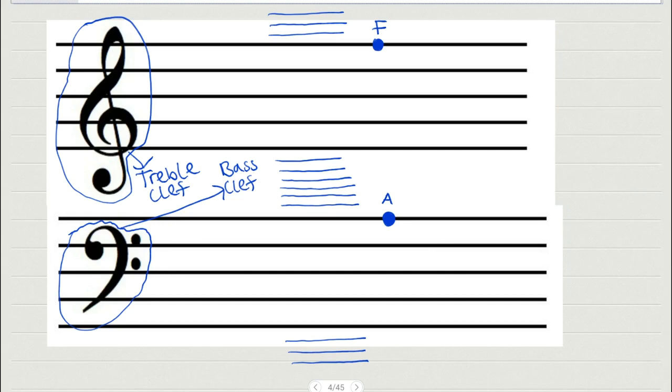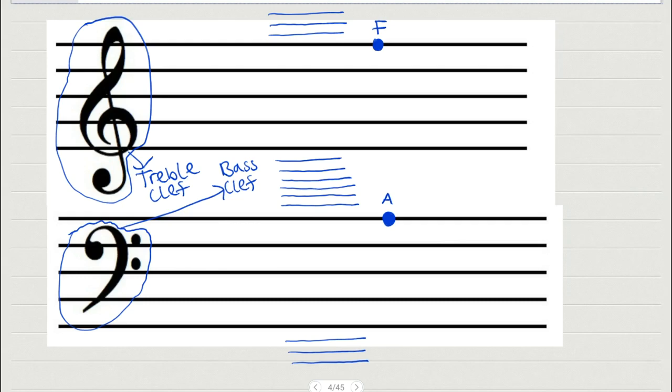See what I mean? So for example, if a note is on the stave that the bass clef is on, then you're going to know that that note is not as high-pitched as the note that is on the stave that the treble clef is on. The notes on the stave that the bass clef is on have a lower pitch than the notes that are on the stave that the treble clef is on.